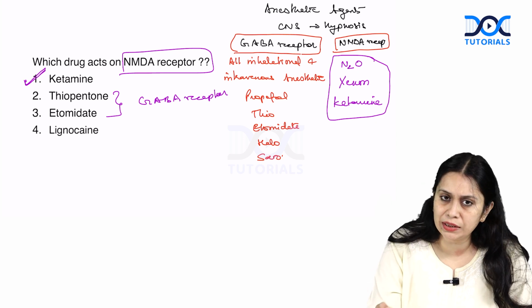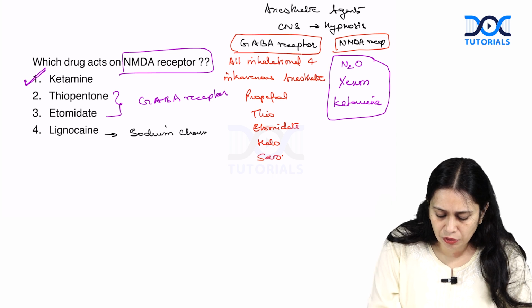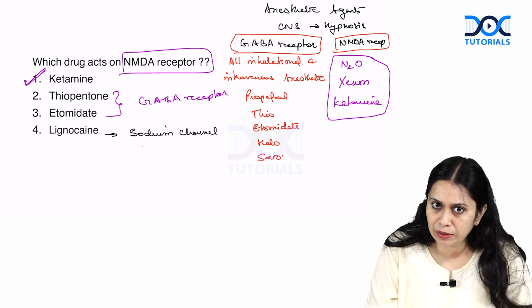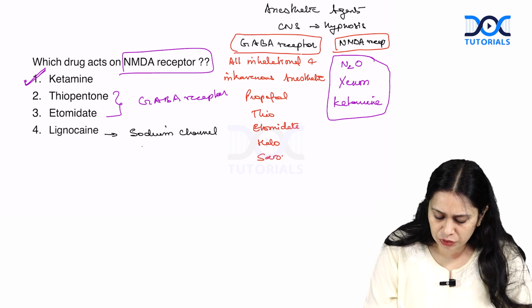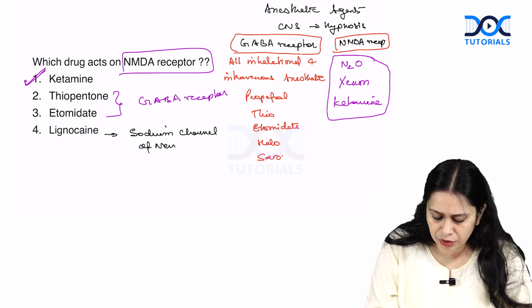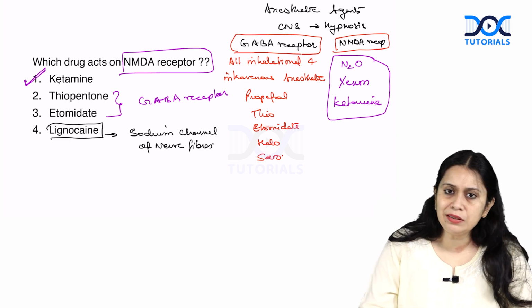Lignocaine, which is a local anesthetic, acts on the sodium channel. It blocks the sodium channel present on the membrane of nerve fibers. Wherever a sodium channel is there, lignocaine can block it. Okay, so the answer is ketamine.